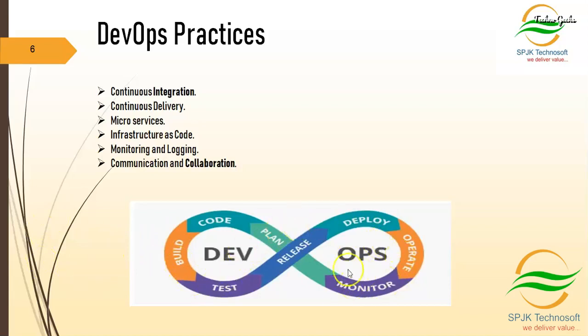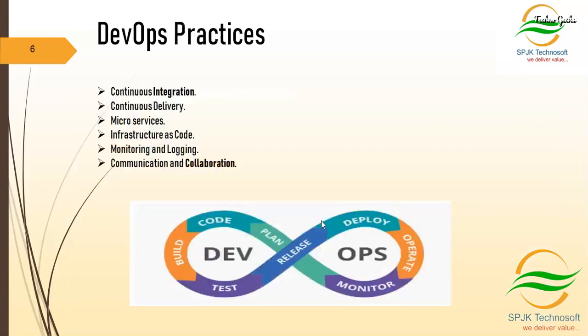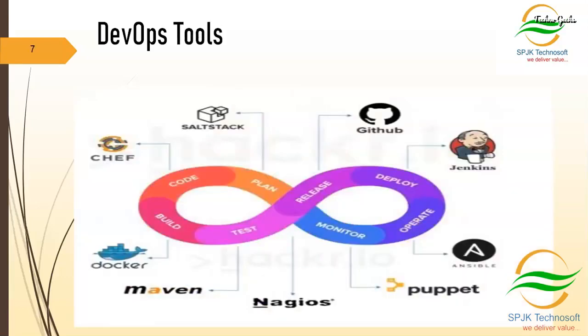As you can see in this cycle: plan, code, build, test, release, deploy, operate, and monitor. This is a continuous cycle, so you can see the infinite symbol. It's a continuous process, because we cannot say that a software project is done. Even once it is completed, several changes keep coming now and then. In this diagram you can see there are several tools which are part of DevOps practices.